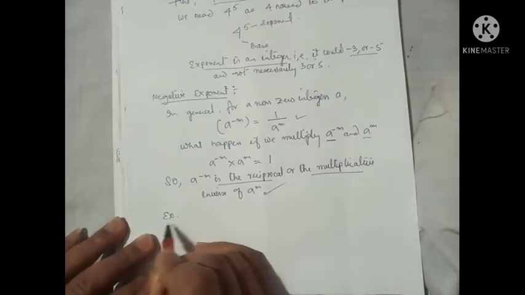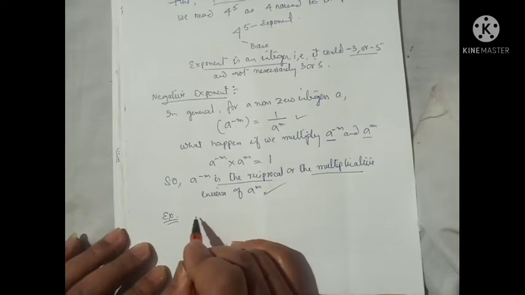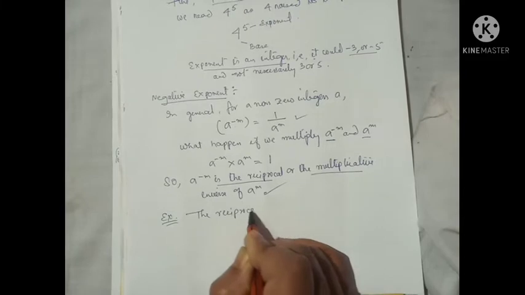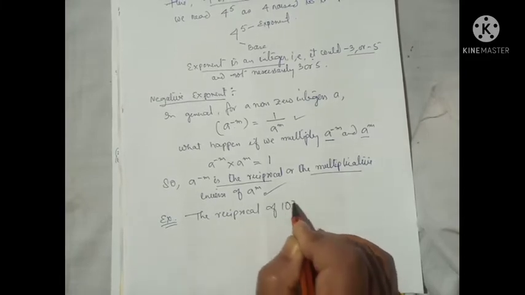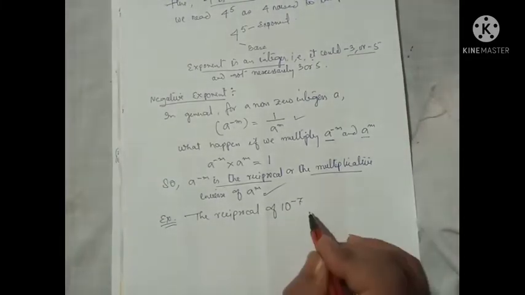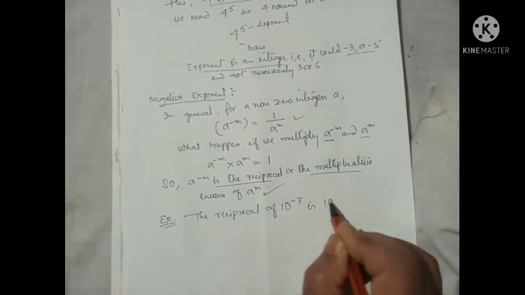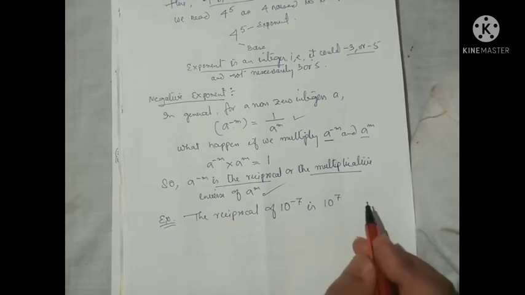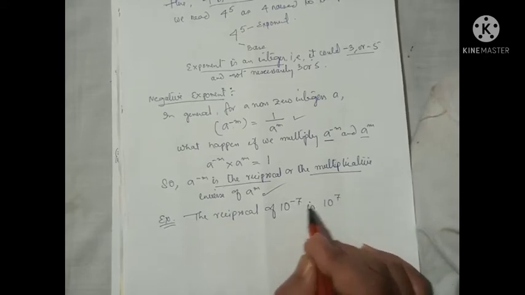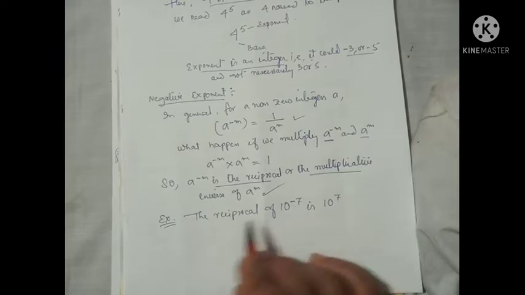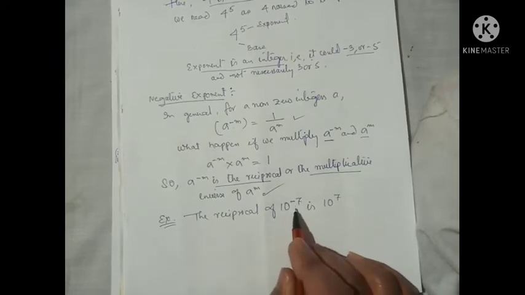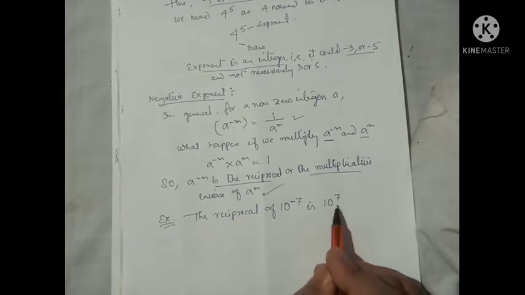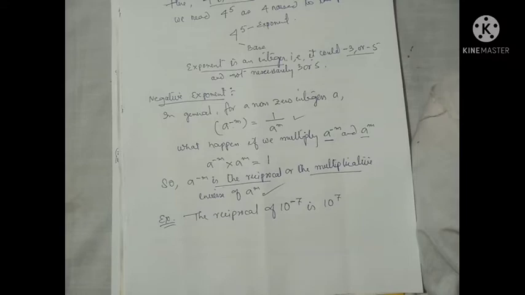So let's see one example here. The reciprocal of 10 to the power minus 7. What is the reciprocal of 10 to the power minus 7? It is 10 to the power 7. We have to change the sign. The reciprocal of 10 to the power minus 7 is 10 to the power positive 7. This is the answer.